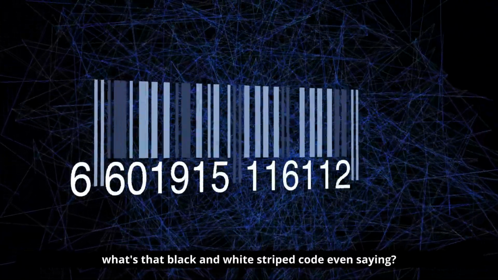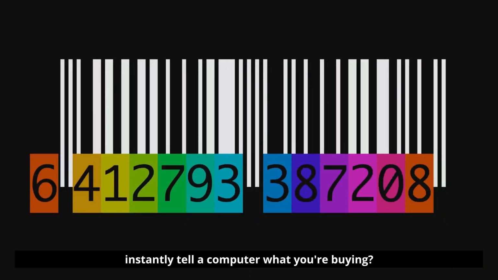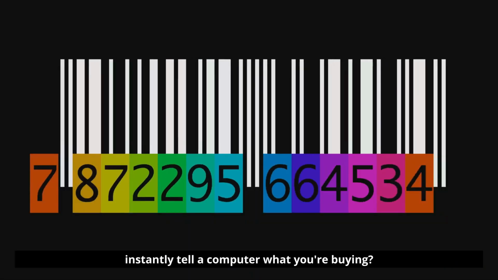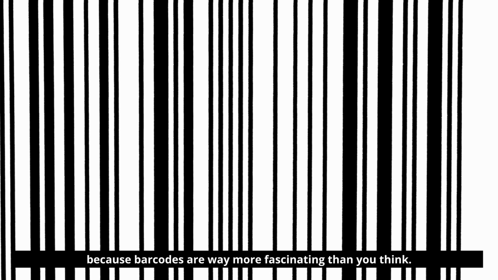What's that black and white striped code even saying? How does a simple pattern of lines instantly tell a computer what you're buying? Let's break it down, because barcodes are way more fascinating than you think.